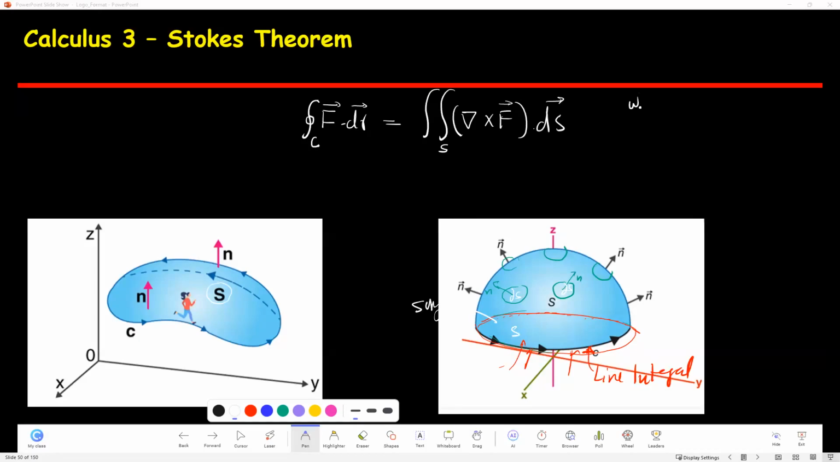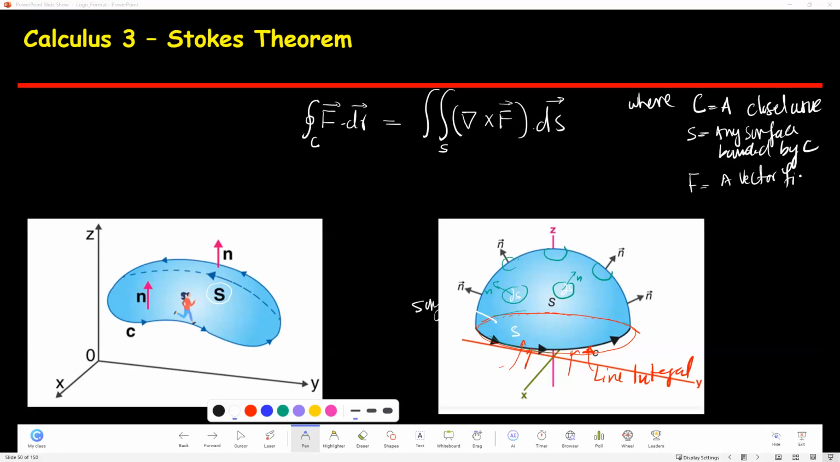I'm going to write here where C is a closed curve, S is any surface bounded by C, and F is a vector field which is affecting this curve C, right? Or we are interested to evaluate that.